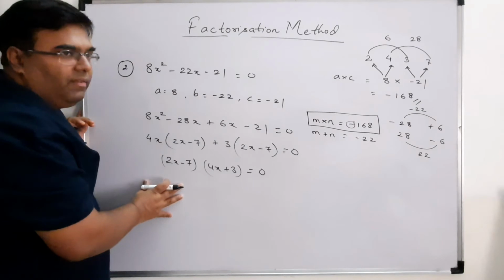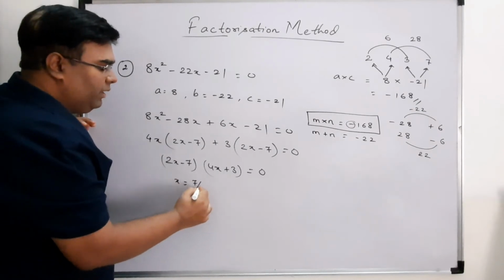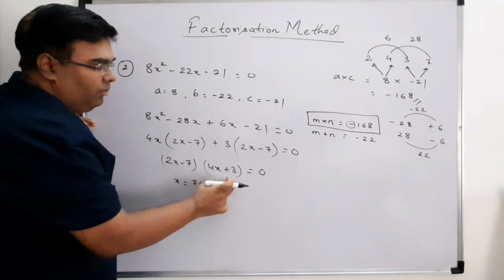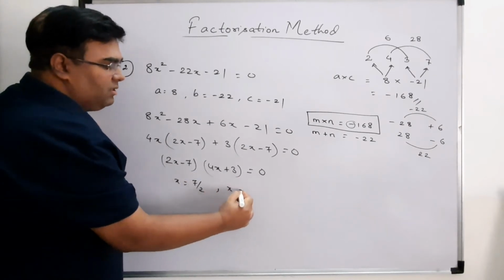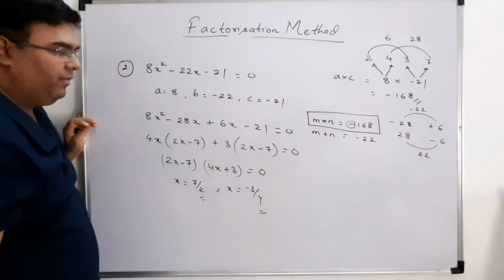From here what can we find? We can find that x = 7/2 from this equation, and from this equation we will get x = −3/4. So we are getting two answers here.